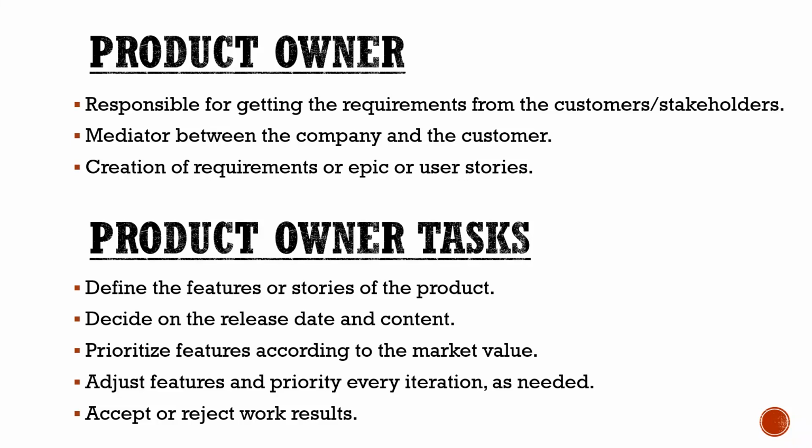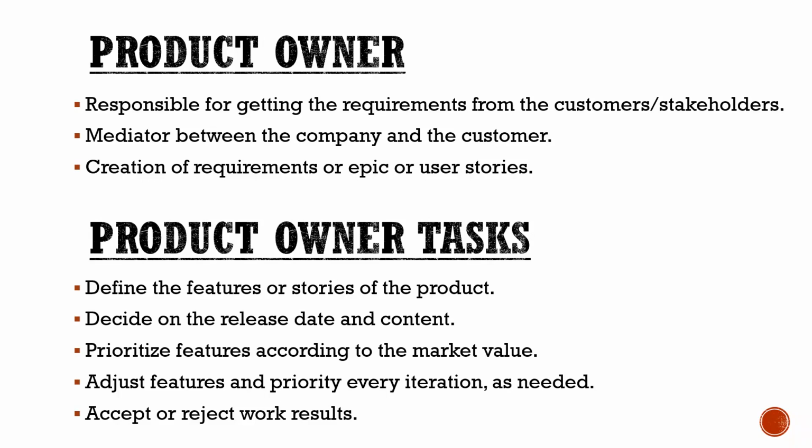Next, he prioritizes features according to market value. There are many features or stories available, so he decides which one should go first and which one should go last. For example, adding an item to the cart should go first, because without adding to the cart, we cannot delete it. So deleting an item should come next. That type of prioritizing should be done by the product owner.